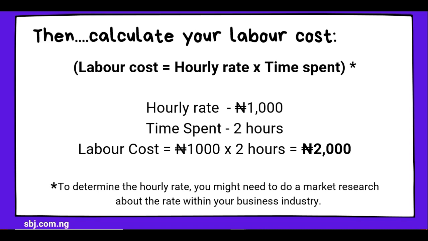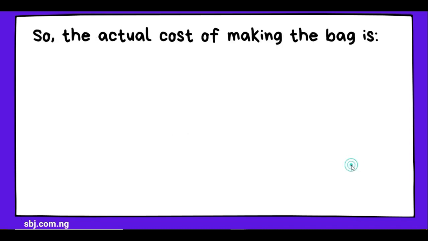For example, for somebody that makes wigs, how much does my other wig maker charge? For somebody that makes shoes, how much do I charge per hour? And for people that use a fixed rate, you just simply multiply your fixed rate times 1. So for this bag, the beautiful crocheted handbag, you have your hourly rate of 1,000 naira. Then the time spent to make that bag, you spent 2 hours making it. So labor cost is 1,000 multiplied by 2 hours, that's 2,000 naira.